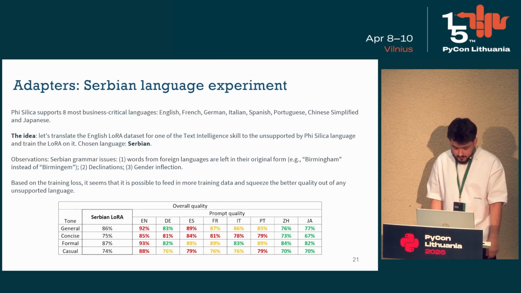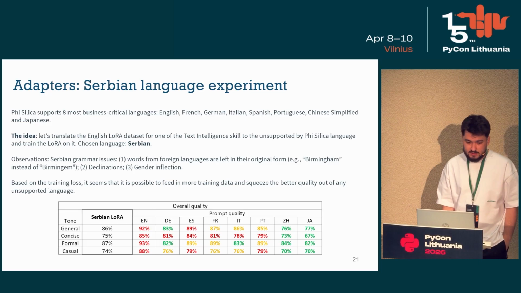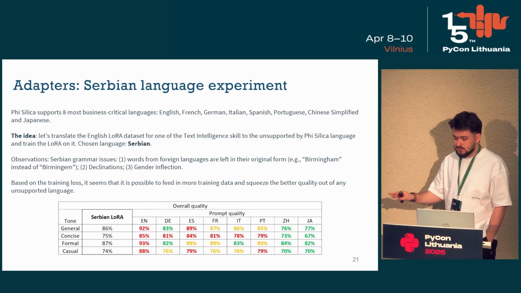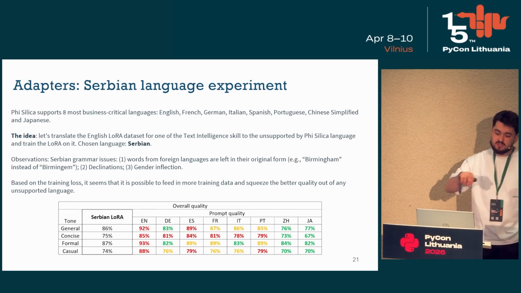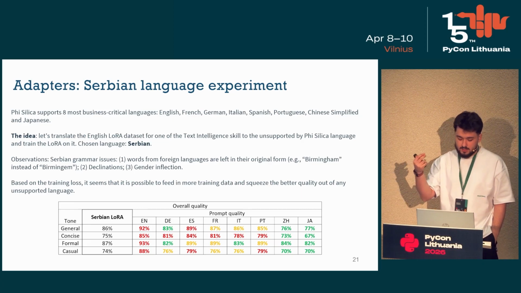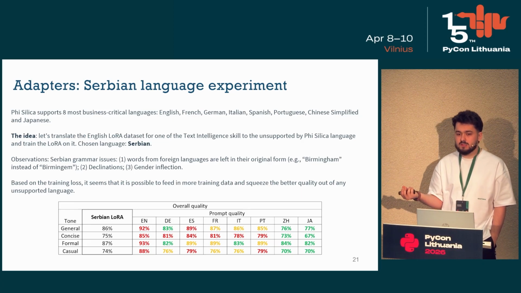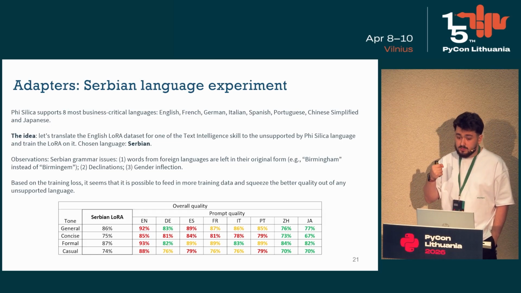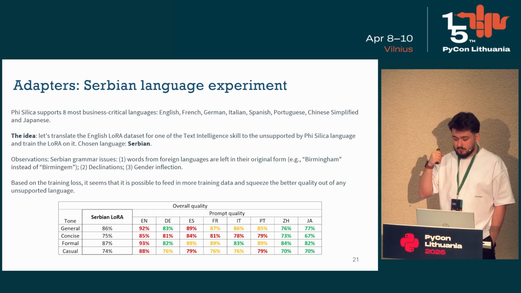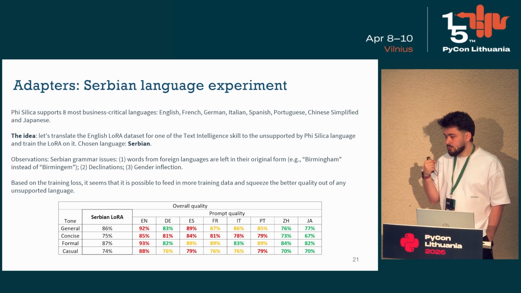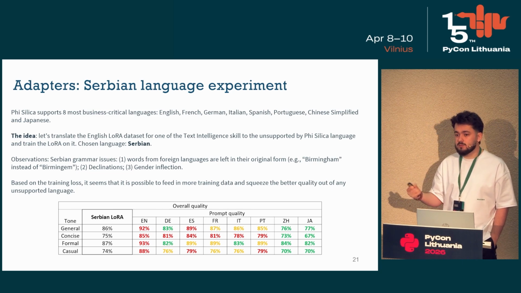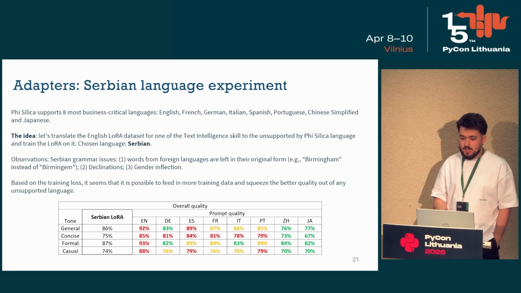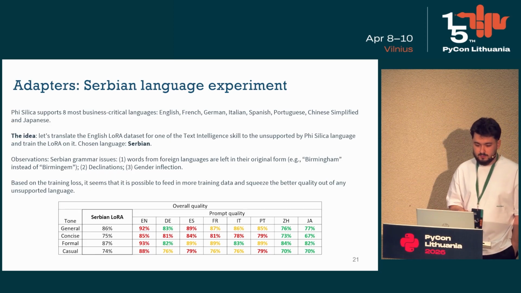And then we moved on. So we decided, okay, we have good skills for the languages which are supported by Phi Silica. And the important property of small language models is that they cannot take as many languages in them as we want because of their volume. And so we want at the same time to make sure text intelligence works for languages which are not supported by Phi Silica. And we tried the Serbian language experiment for that.